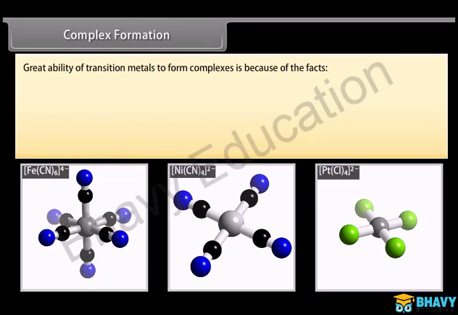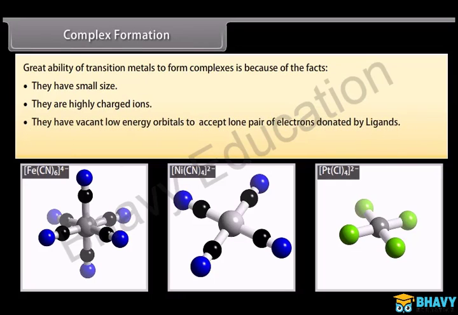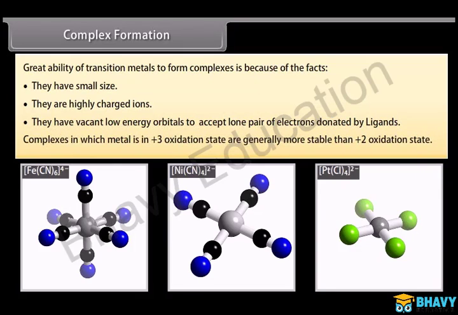The great ability of transition metals to form complexes is because of the fact that they have small size, they are highly charged ions, and they have vacant low energy orbitals to accept lone pairs of electrons donated by ligands. Complexes in which the metal is in +3 oxidation state are generally more stable than +2 oxidation state.